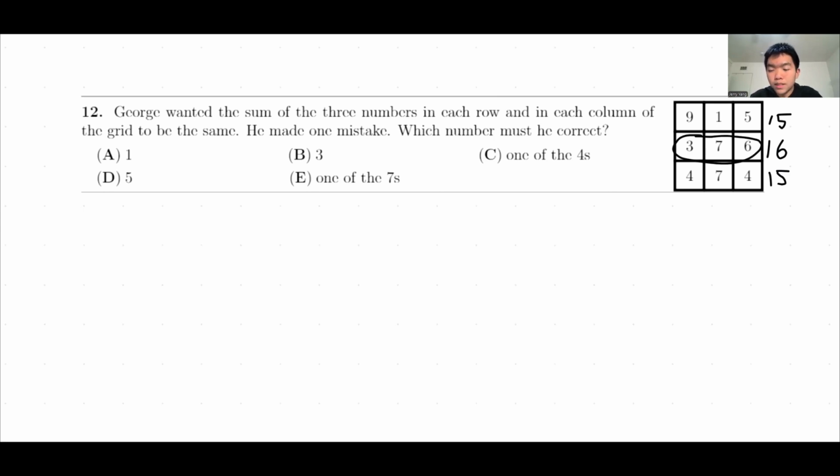Then 1 plus 7 plus 7 is 15. And 5 plus 6 plus 4 is 15 as well. So now we know one of the numbers in this column has got to get changed. And would you look at that? What overlaps between this row and this column, but the number 3? If we look at our options, we got A, B. Oh, B says 3. So we know our answer for question number 12 is going to have to be B, as the number he needs to correct.